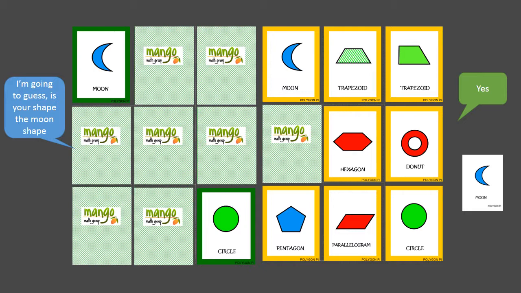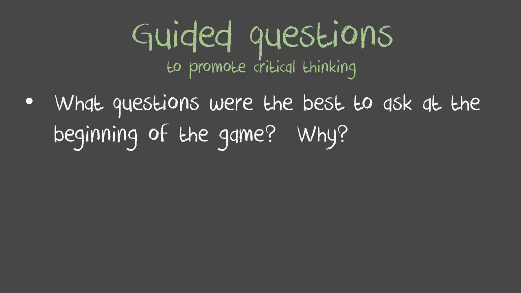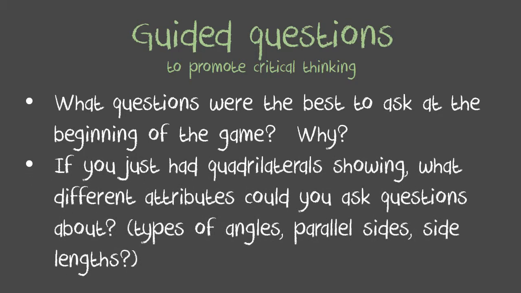It's to get the students familiar with the different shapes and being able to ask questions that will deduct the best reasoning and turn over the most cards. Some guided questions to promote critical thinking. What questions were best to ask at the beginning of the game and why? If you just had quadrilaterals showing, what different attributes could you ask questions about? The types of angles, parallel sides, side lengths, and so forth, trying to get them to understand the attributes of a quadrilateral. It's a great game.